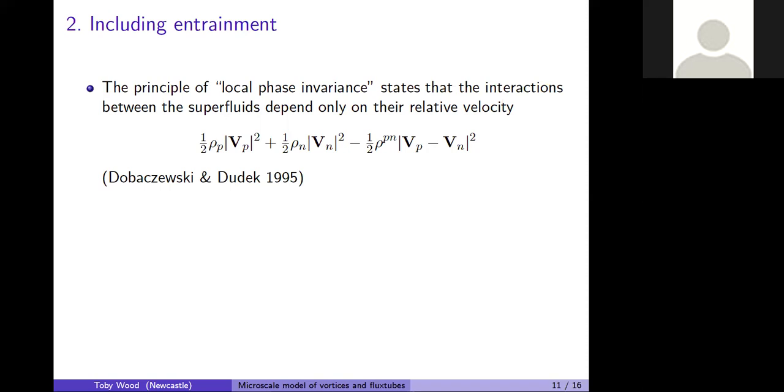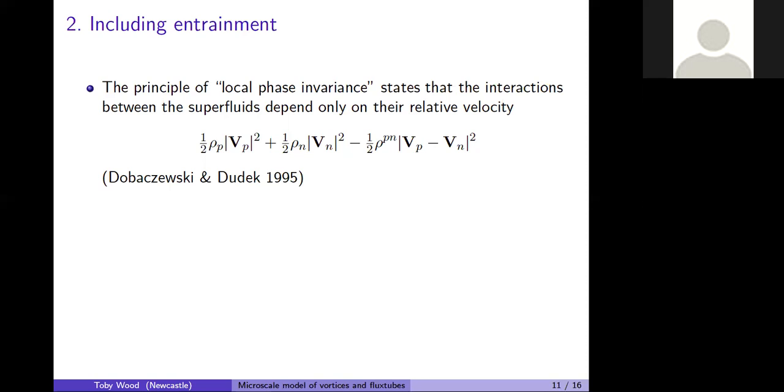So what that means in practice is that when you write down the free energy of the system, the velocity dependent part of the free energy has to have a form like this. You have the kinetic energy of the proton fluid plus the kinetic energy of the neutron fluid plus any interaction energy, and that has to depend only on the relative velocity, or technically gradients of the relative velocity, if you want as well. Okay, so that's fine. This has been known for a very long time, I guess.